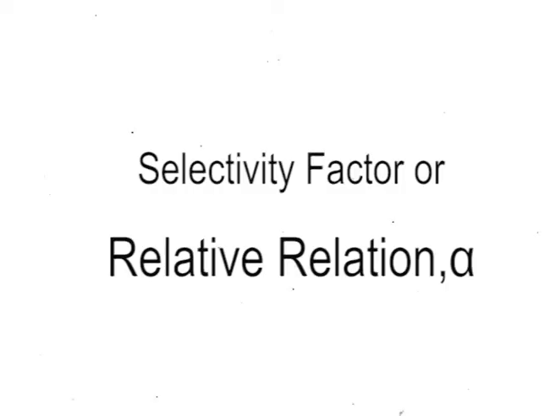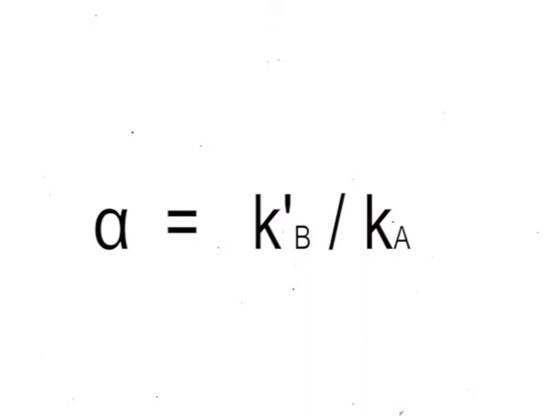Selectivity factor or relative retention alpha. This term describes the extent of separation between two components. Greater the value of selectivity factor or relative retention alpha, greater is the separation between the closely spaced components in the chromatogram. It is expressed as alpha is equal to K dash B upon K dash A, where K dash B is the capacity factor for a more strongly retained solute B and K dash A is the capacity factor for the solute A, which is eluted faster.